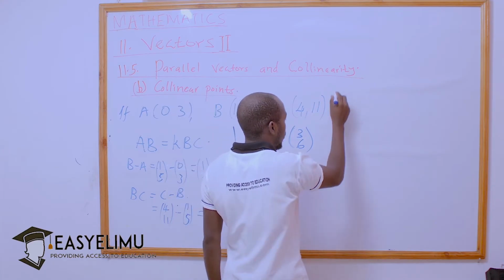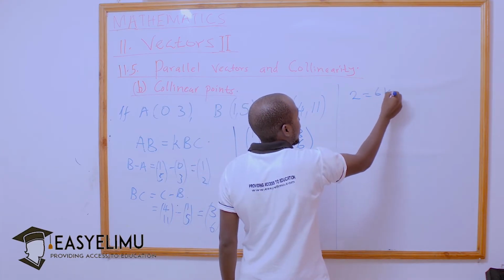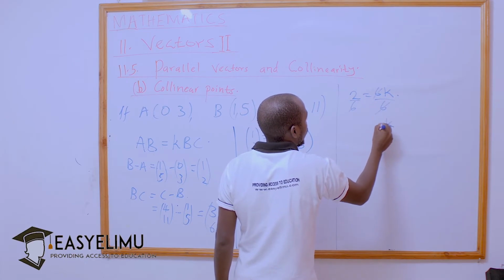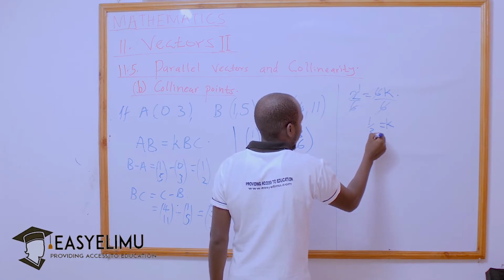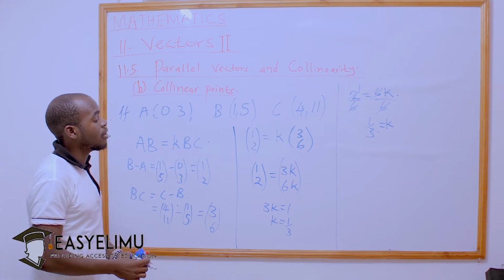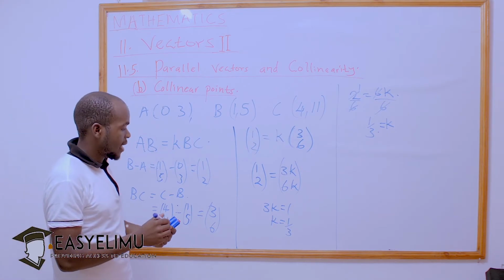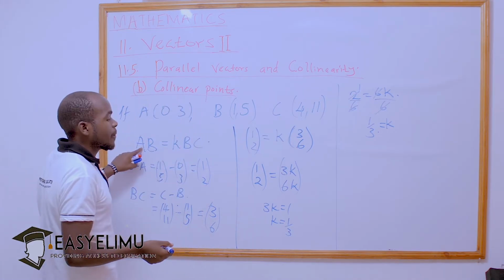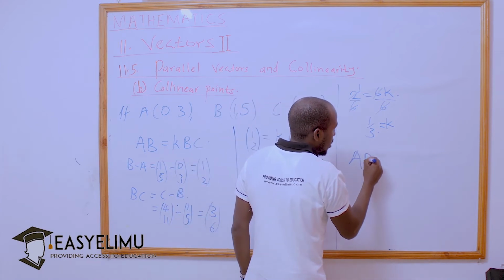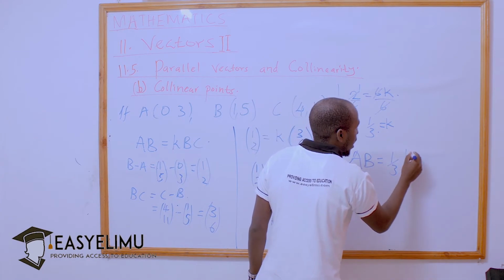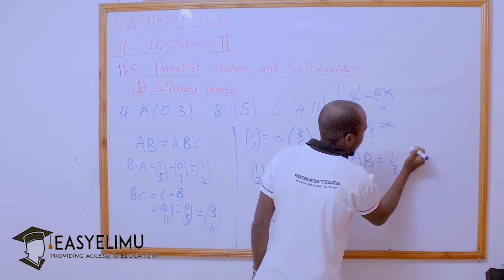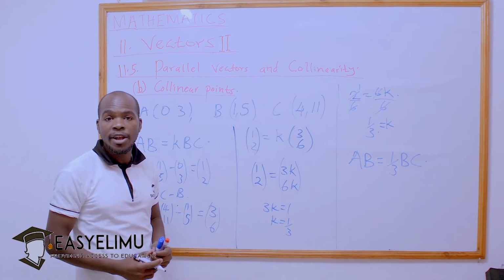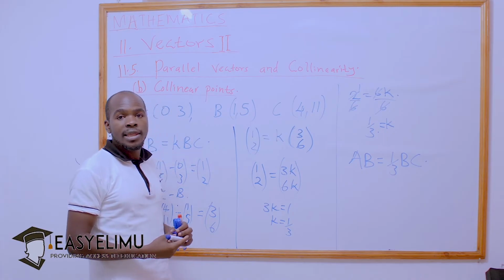The same applies to the next one. We have 2 equal to 6K, so if you divide, you get K equals a third. So in both cases, K is a third. So we shall say that AB is equal to a third BC. Now that has satisfied the first condition, which is that they should be parallel.